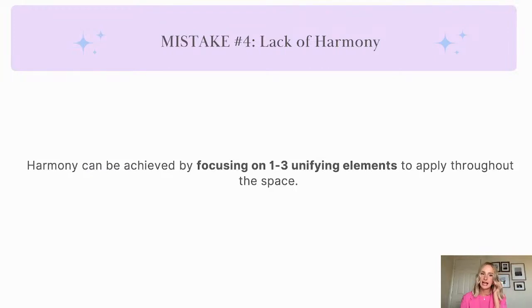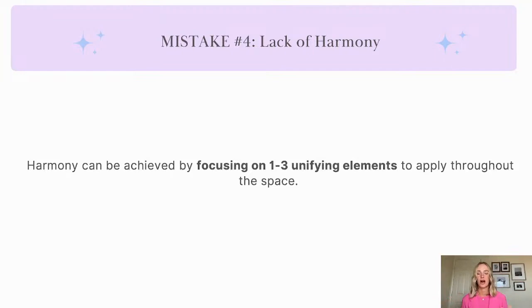Okay, mistake number four is lack of harmony. Harmony can be achieved by focusing on 1 to 3 unifying elements throughout your space. But first of all, let's talk about what it feels like to have a lack of harmony. I want you to think about a room in your home. I'm sure we all have a space that feels cluttered, chaotic, or random. And I want to hear in the chat, I'm kind of curious where that space is. I know exactly where mine is. It's in the kitchen, and there is just no harmony in there. There's no function in there either. But one reason that your space feels like that is probably because there's a lack of harmony.